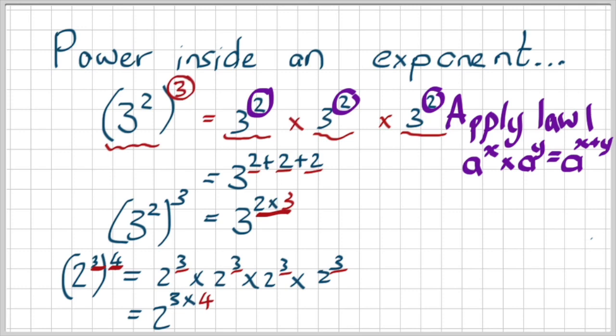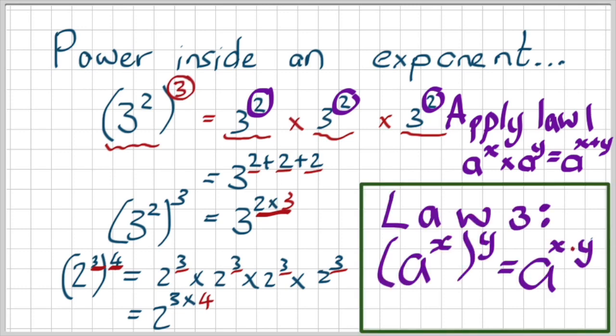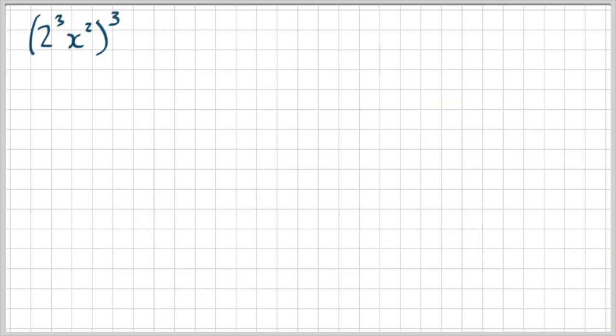Oh my goodness! There's the third law. If I have a power raised to an exponent, then it is a to the power of, multiply that y into the exponent, like we saw there with the 3 and the 2 and the 3 and the 4. Interesting, right?